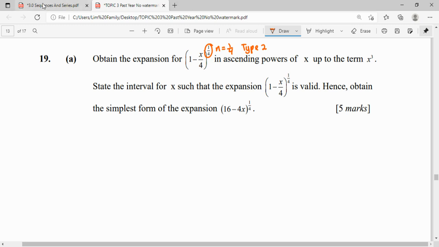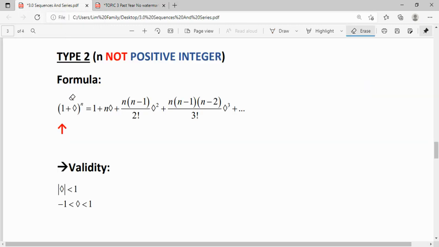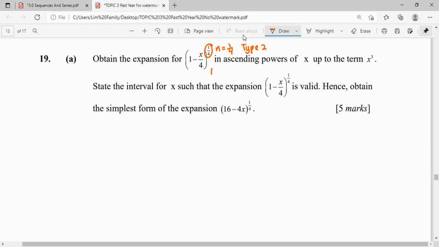We can review our formula of type 2, where our n here is not a positive integer, and we must have a 1 in front, and this is the thing we're going to expand. This is the remaining thing we're going to expand in our expansion. So here, the thing we're going to expand is negative x over 4. We have to expand up to the term x power of 3. So first of all, that will be our first task, do the expansion.